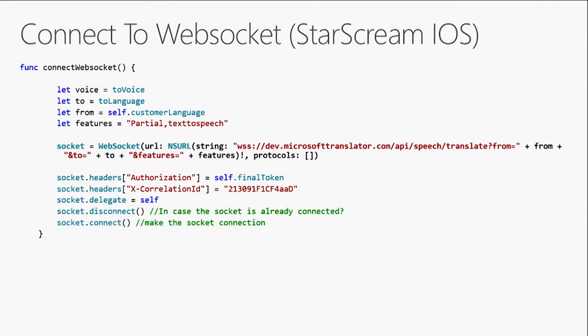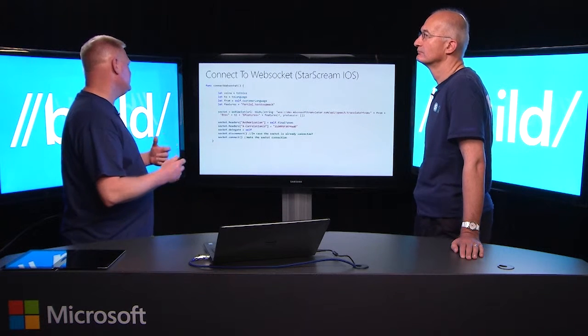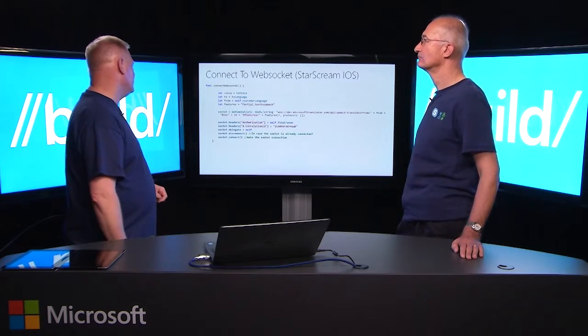Now we're going to create a WebSocket instance, and this comes from the Starscream iOS library that we got from GitHub to help us with the WebSocket connections. We have the endpoint, we stick the parameters in there, and then we add a few things into the header, the token itself, so we can get access. There's also a thing called the correlation ID. And the correlation ID is used when you have multiple conversations going. You can identify the conversation from the correlation ID.